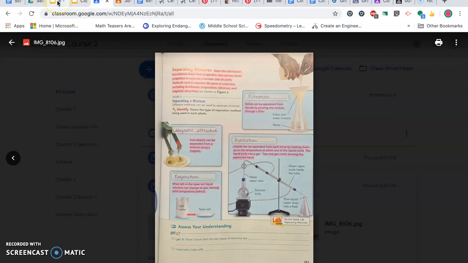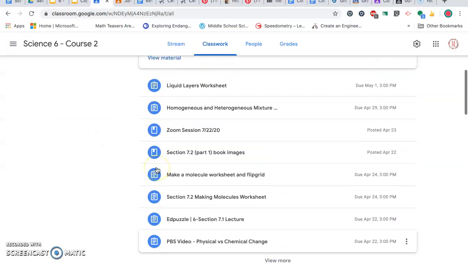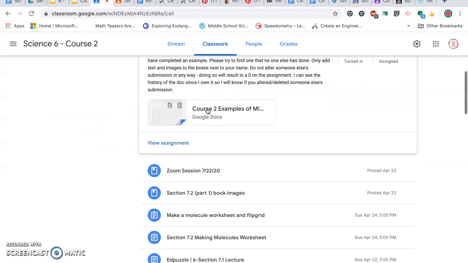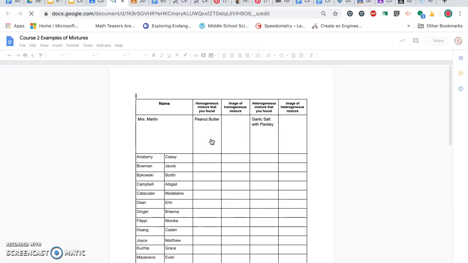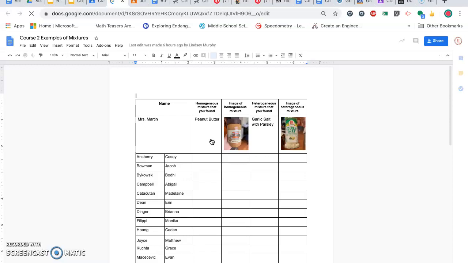All right, so let me move on to the next, your assignment. So your assignment for this week is on Classroom. I've posted this homogeneous and heterogeneous mixture example, and someone already turned it in. I gave you my examples. And so what you're going to do is you're going to find your pantry or somewhere else in your house. Anywhere in your house. You can find mixtures in other parts of the house beyond the pantry. But you're going to give me an example of a homogeneous mixture. So you're going to tell me what it is.